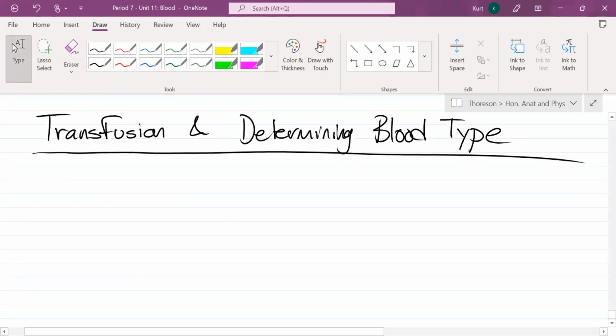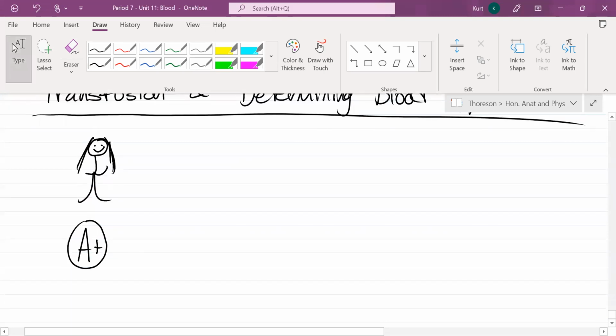Here's how they do it. But before we get to that, let's get something understood. Let's say here's Eva, and she's going to be A positive. What antigens does she have on her cells? She has A's. What else does she have? She has Rh factor.